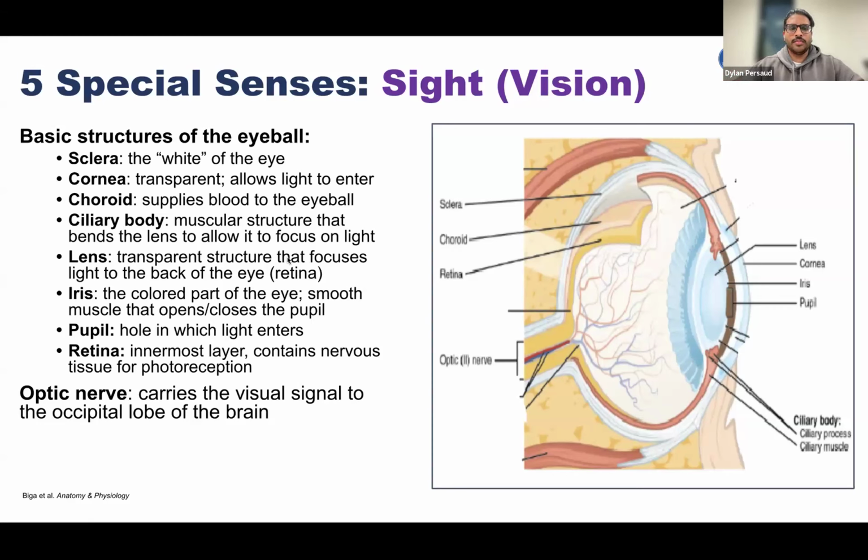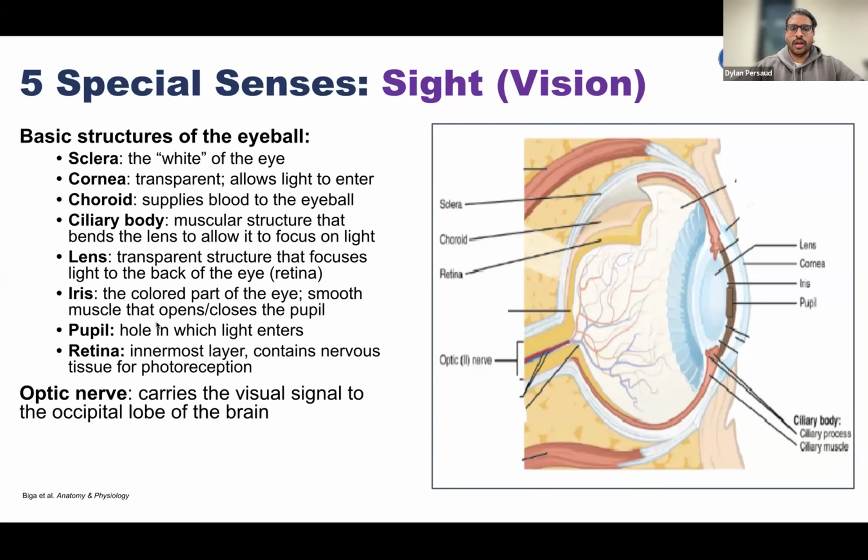And the lens is the transparent structure that focuses the light to the back of the eye, which, like I said, the ciliary body is kind of helping with that. The iris is the colored part of the eye, and it also has a smooth muscle portion that opens and closes the pupil. So that would be dilation and constriction of the eye.